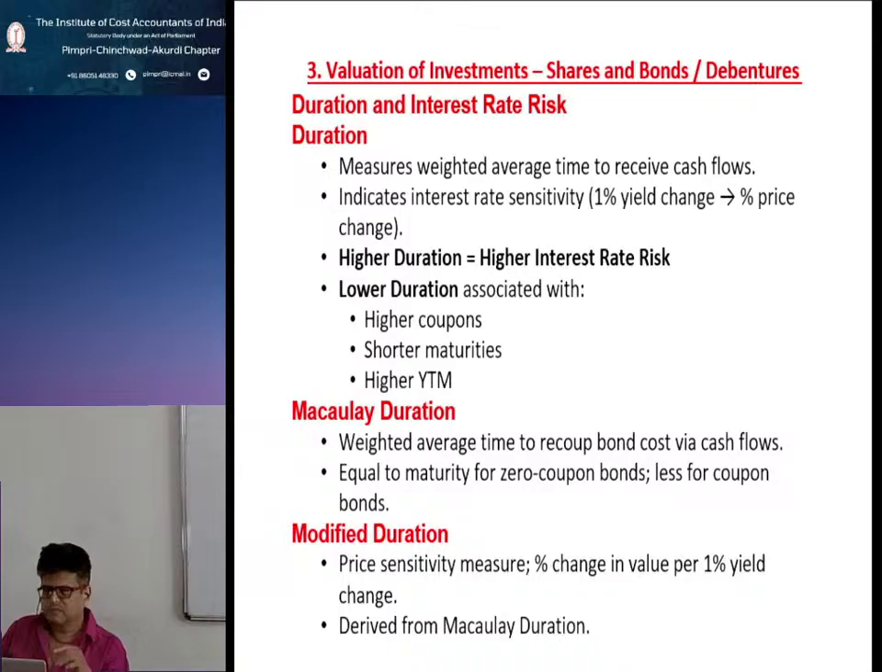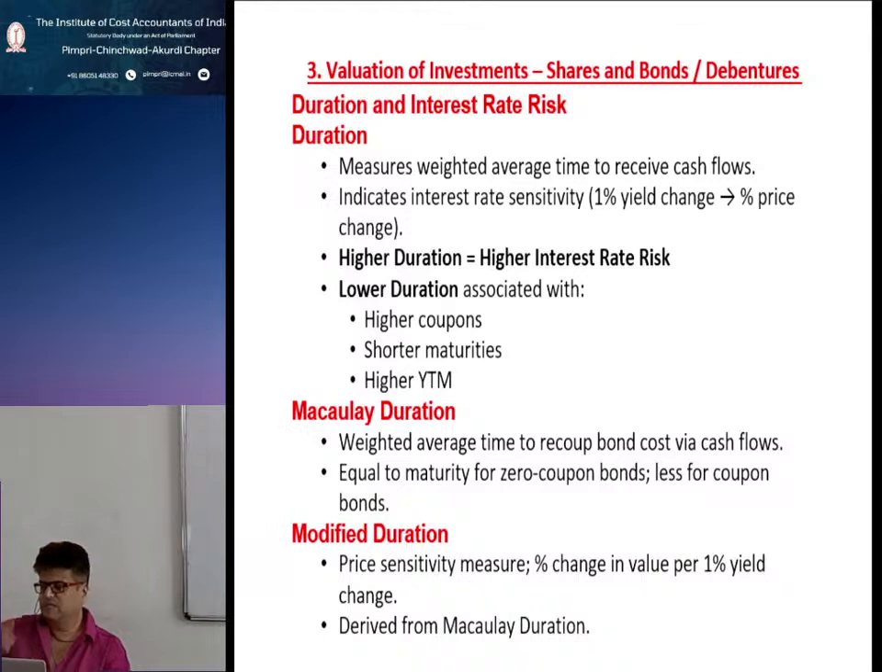Then we saw duration and interest rate risk. Duration measures the weighted average time to receive cash flows and indicates interest rate sensitivity, that is, a 1% yield change means a percentage price change. Higher duration is equal to higher interest rate risk, and lower duration is associated with higher coupons, market maturities, short maturities, and higher YTM.